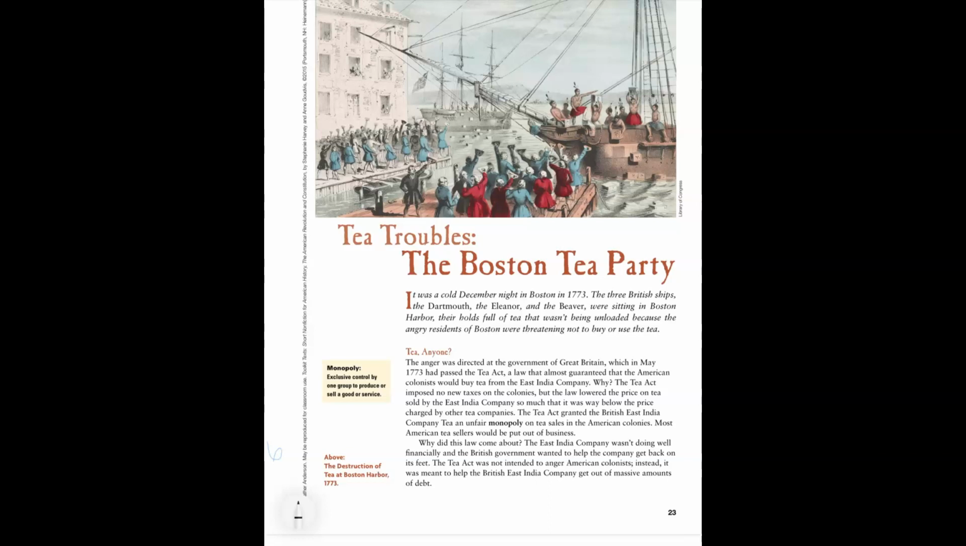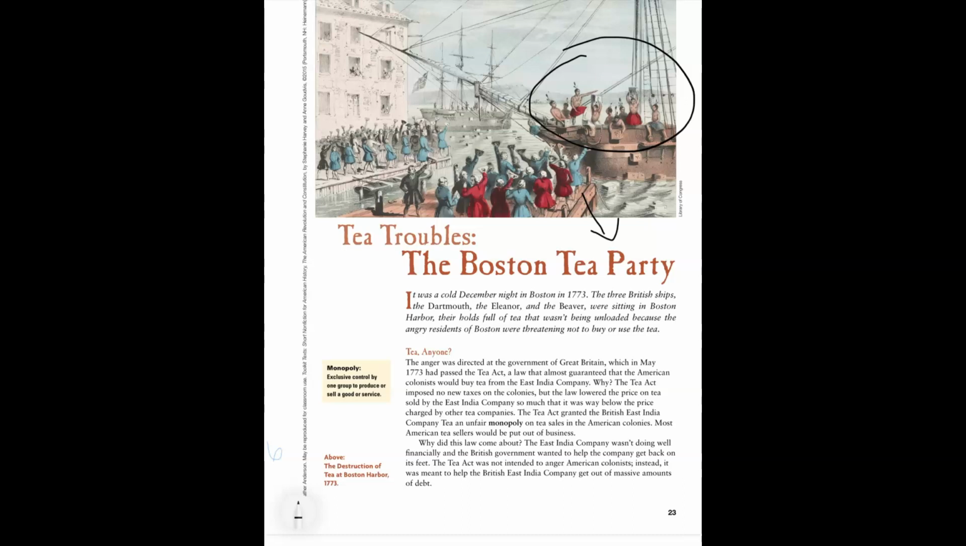So I see an image here. Seems like we have some Native Americans here. We see some colonists here maybe. Some are wearing blue coats and some are wearing red coats. That's interesting. I know that the illustrator of this image chose those colors on purpose.